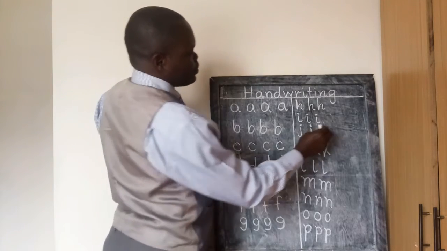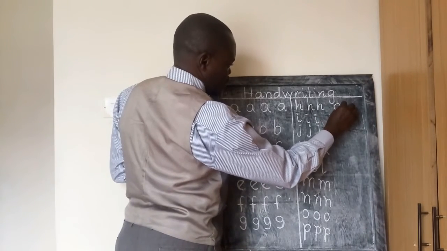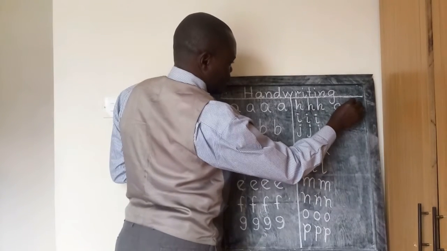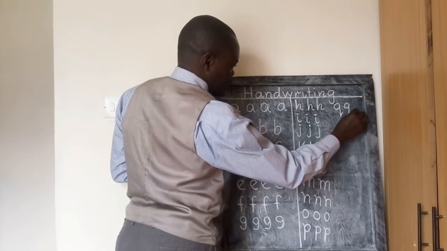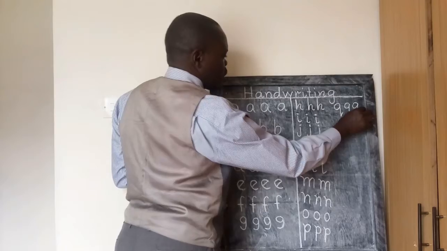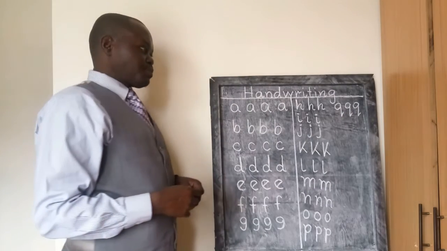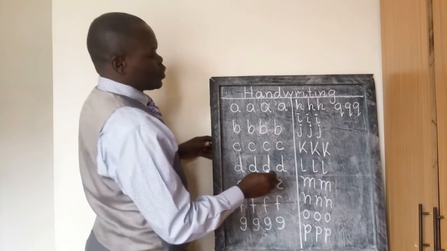Now Q. Give it a straight tail. That is P, Q. Then we go to R.